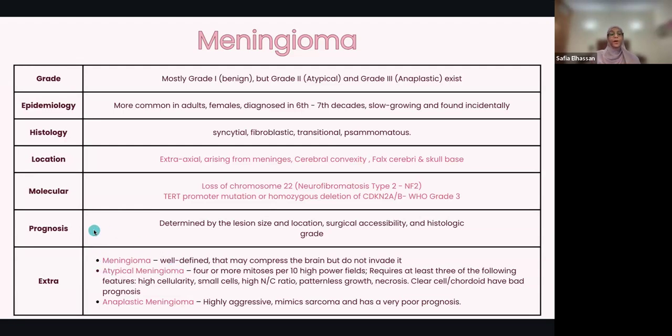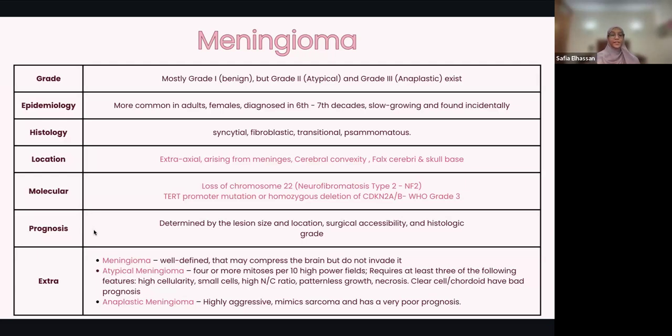The atypical meningioma, to diagnose this, it's very important that, first of all, you see 4 or more mitoses per 10 high-power fields. What this means, essentially, is that you look under a high-power microscope, and then you do this 10 times, each with different sections, and in each section, you want to count 4 or more mitoses. Once you do that, then you want to look for 3 of these other features. The first one is high cellularity, small cells, high NC ratio, which means the nucleus is taking up a huge chunk of the cell, more than what it should be, patternless growth, and necrosis.